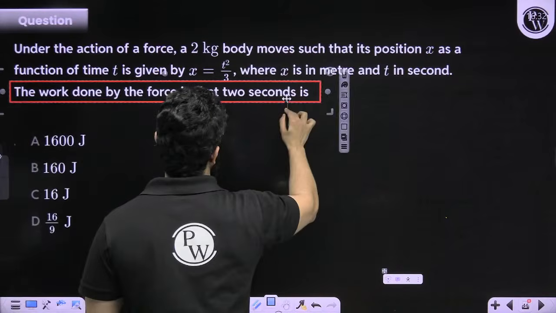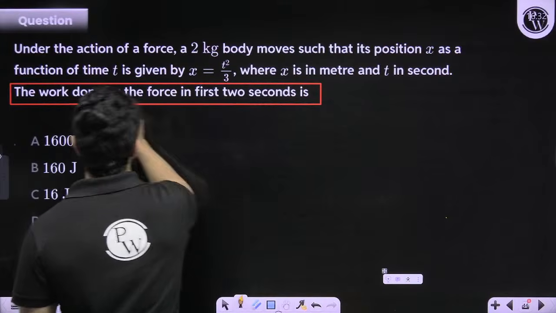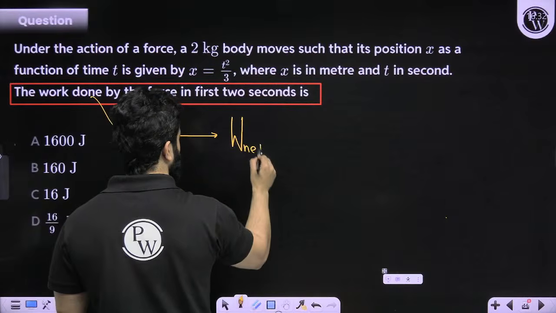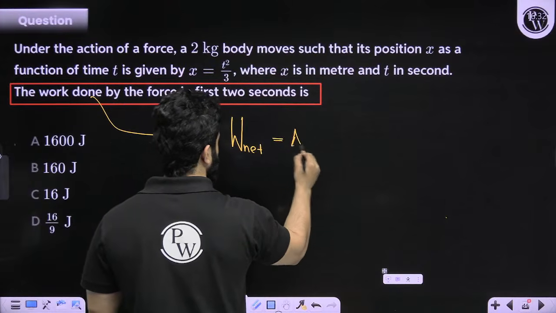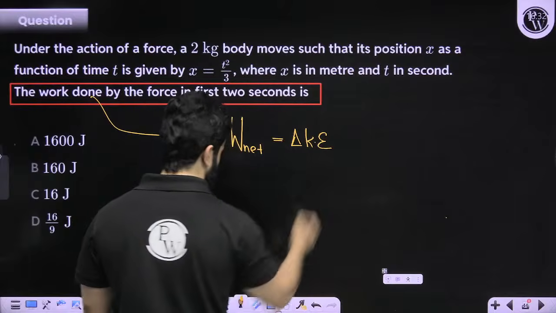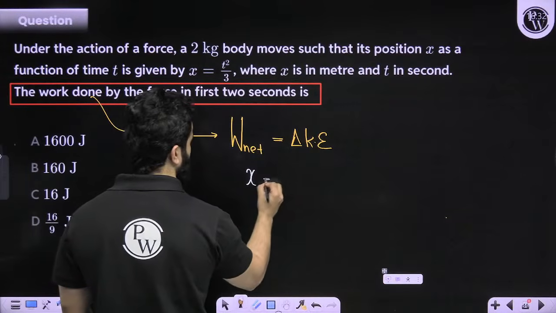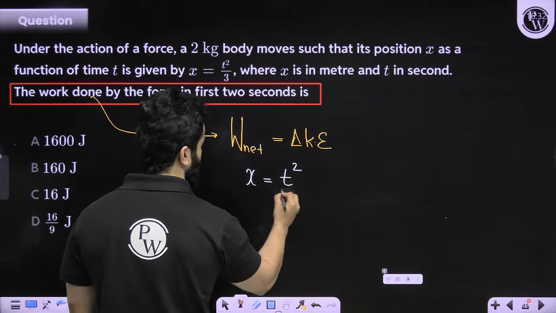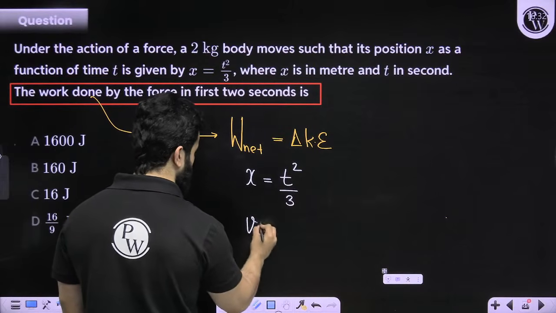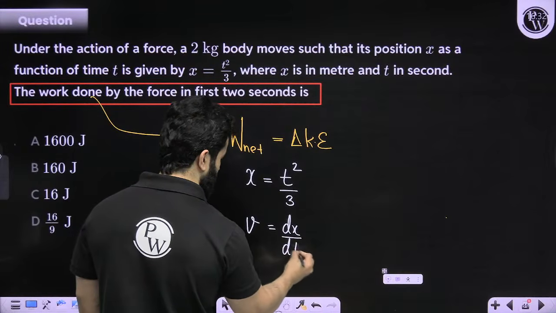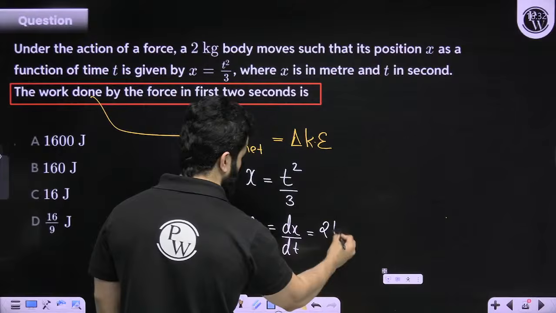Whenever they are going to talk about work done, I have told you this again and again, simply write that net work done can be written as change in kinetic energy. Is that correct? And they have also said that x is equal to t square by 3. So that means v can be written as dx by dt. So this will become 2t by 3.